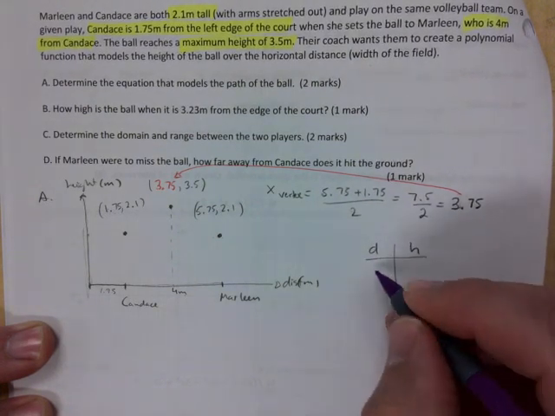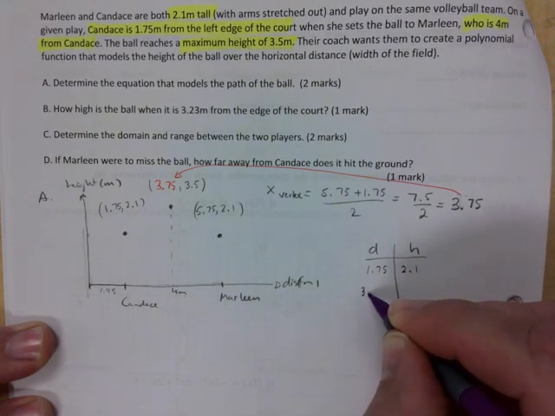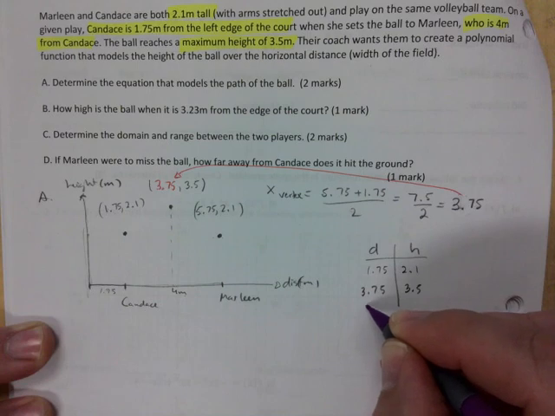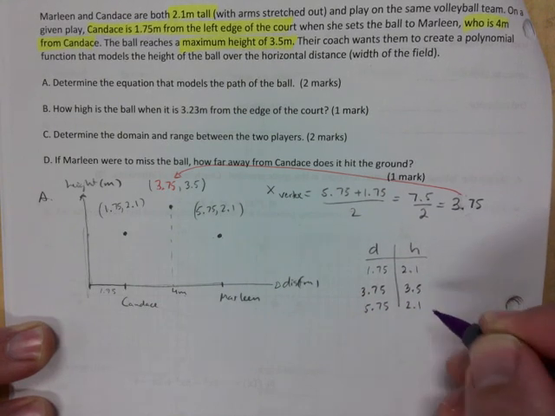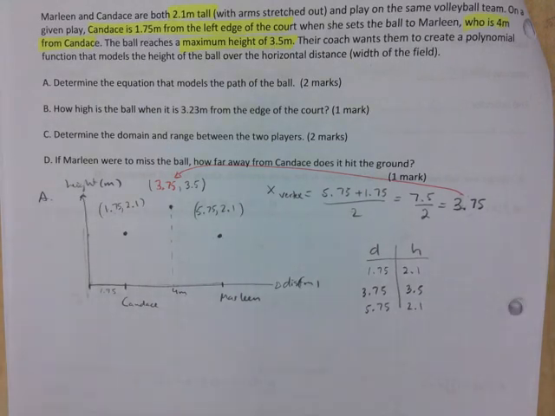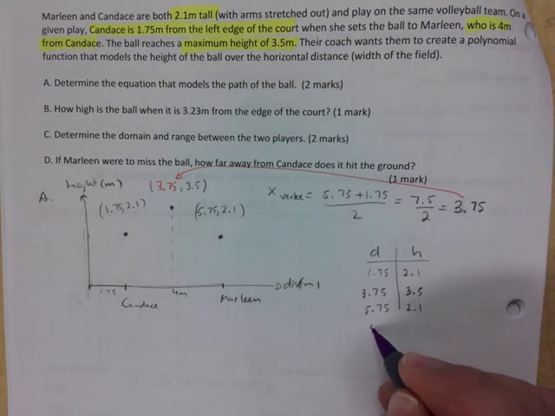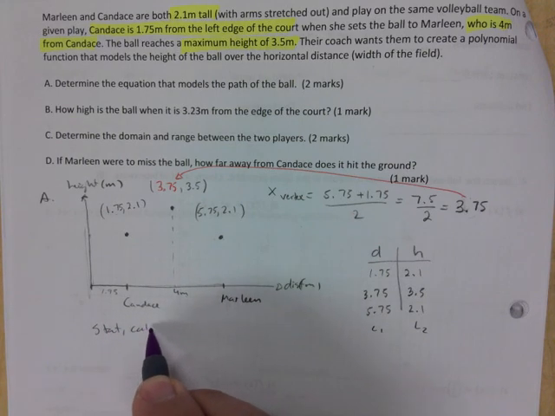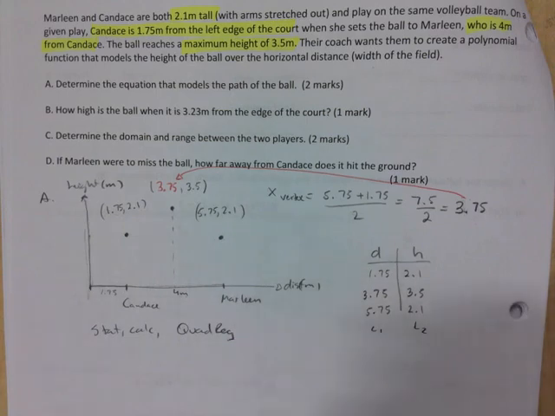We put our chart together. It's 1.75, 2.1, then it's 3.75, 3.5, and 5.75, 2.1 again, right? So we are at the start and at the end of that. So we are in business here. So we're going to put this in L1 and this in L2. We're going to go stat, calc, quadreg in this case. So make sure you write that down.